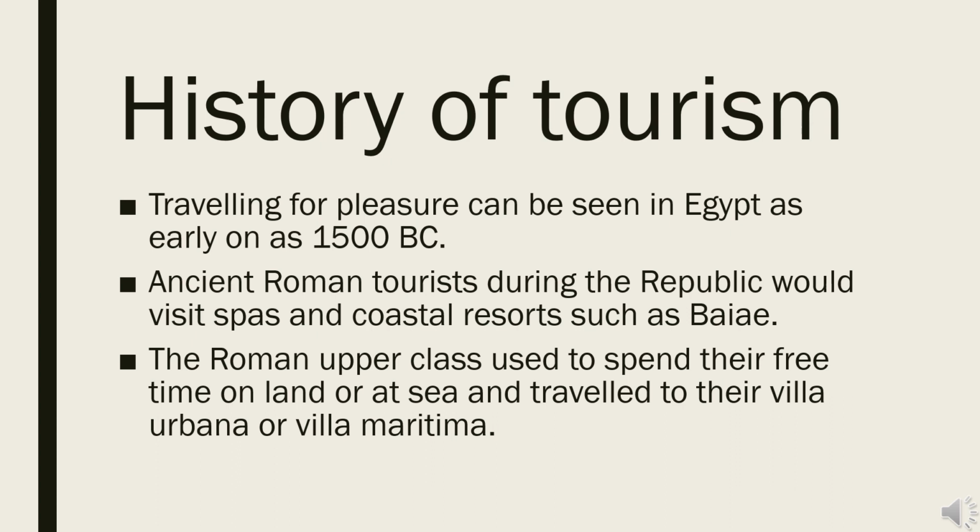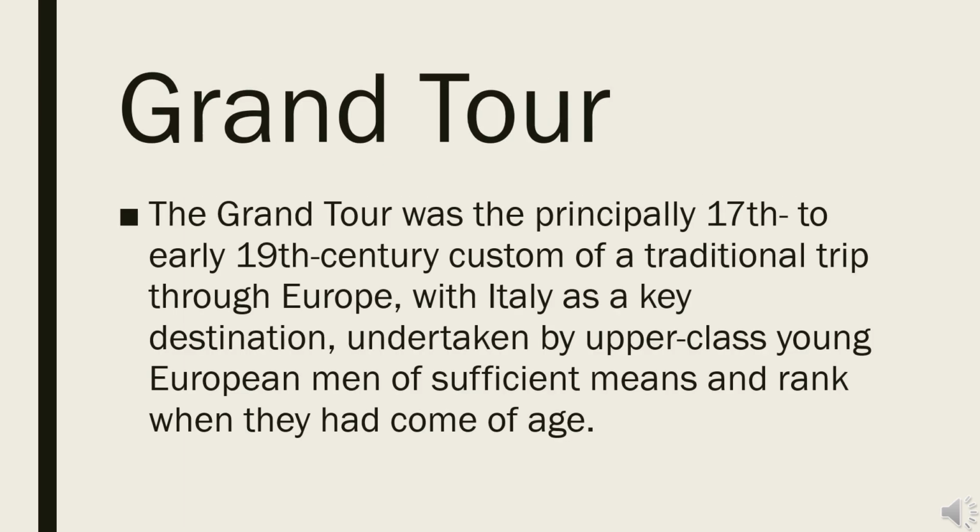Traveling for pleasure can be seen in Egypt as early on as 1500 BC. Ancient Roman tourists during the Republic would visit spas and coastal resorts such as Baiae. The Roman upper class used to spend their free time on land or at sea and traveled to their villa urbana or villa maritima.